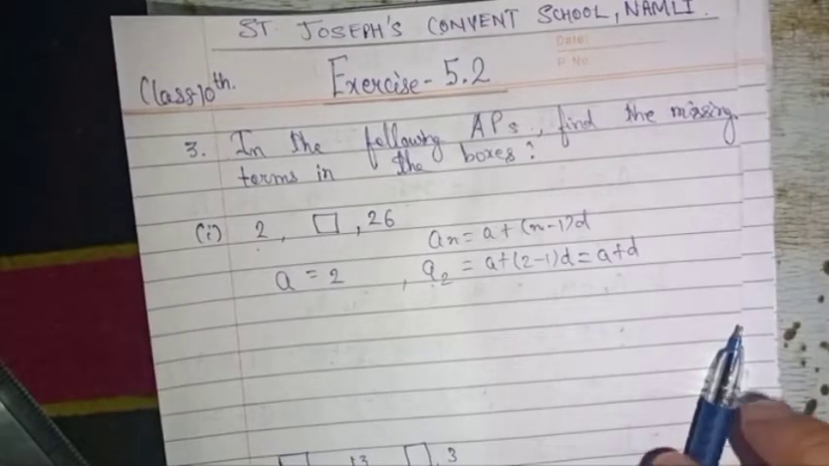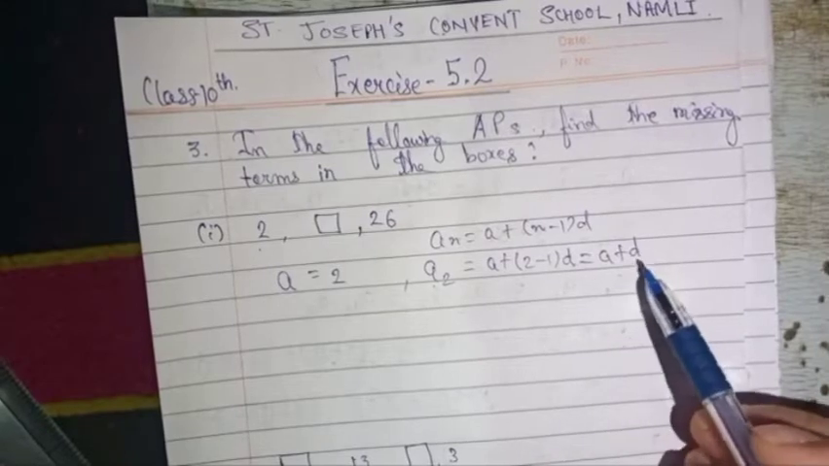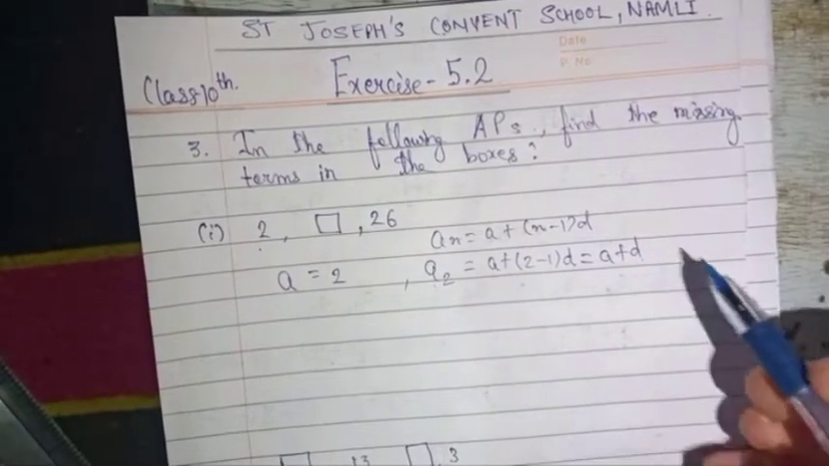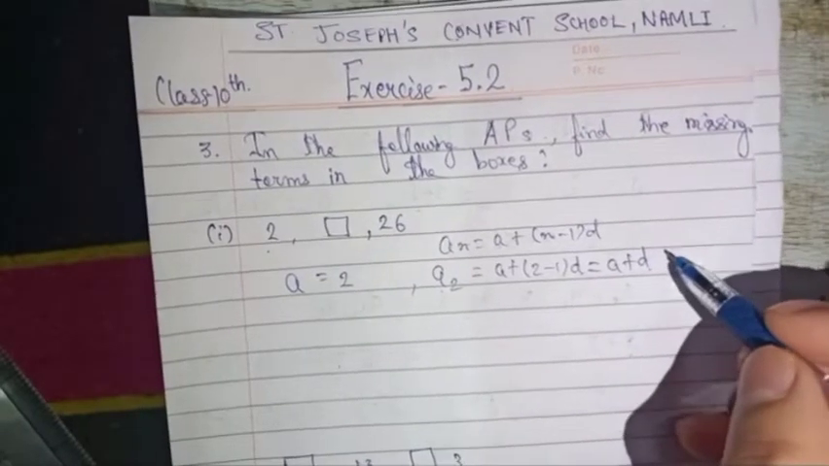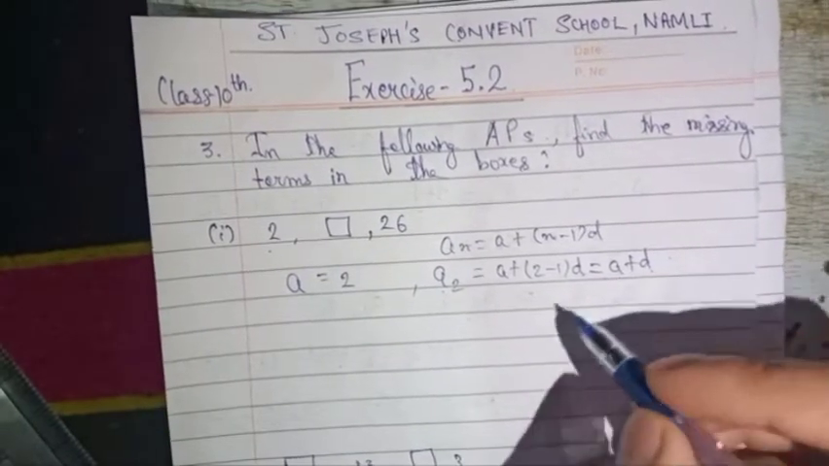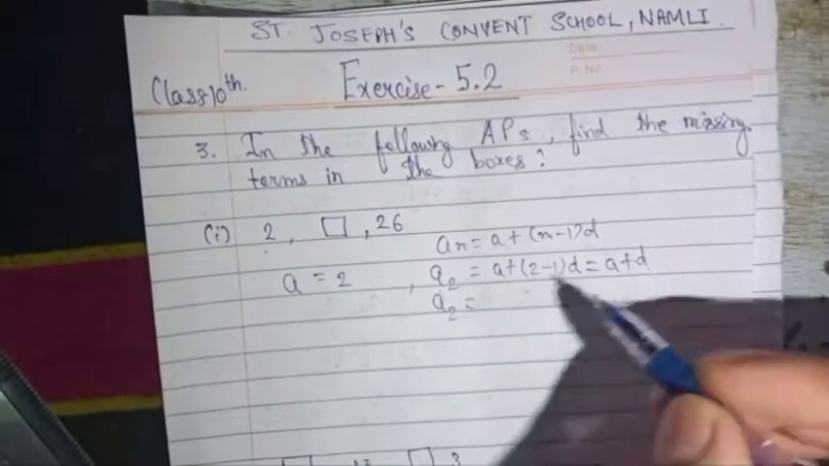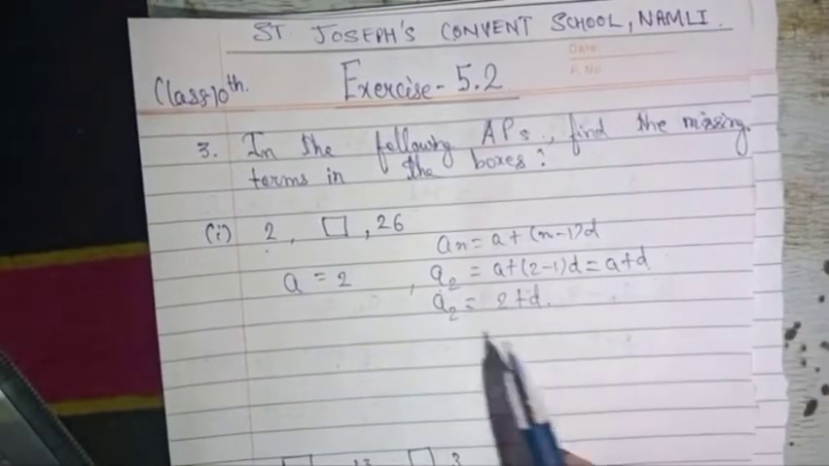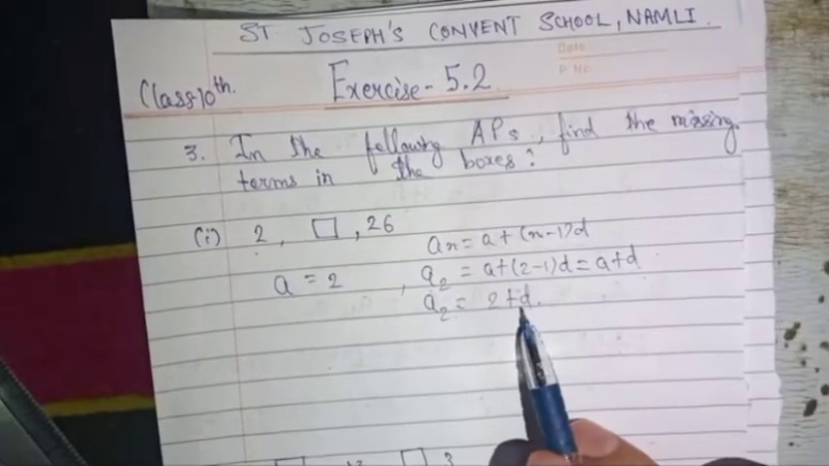Now we will put the values, but since the common difference is not there, A2 will be equal to A plus D, and A is 2. So the value of A2 will be 2 plus D.